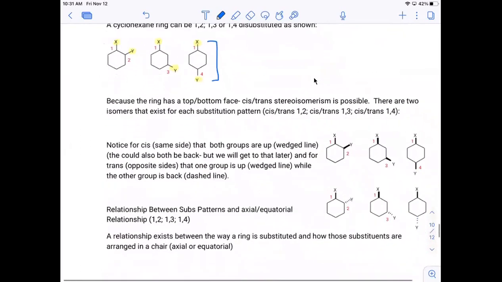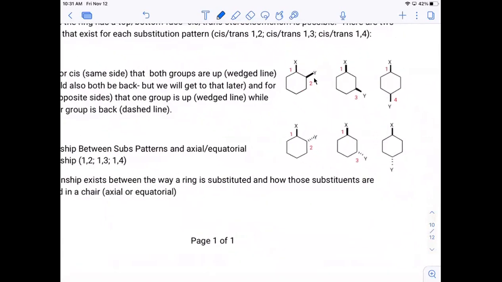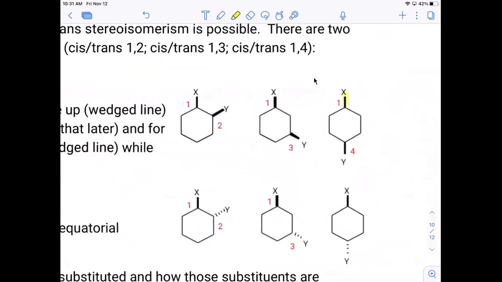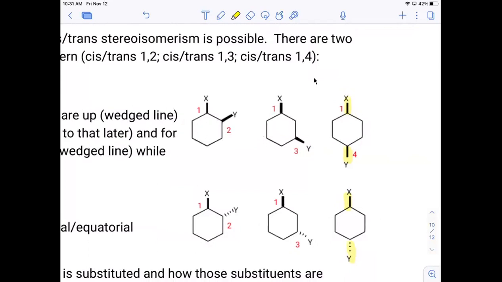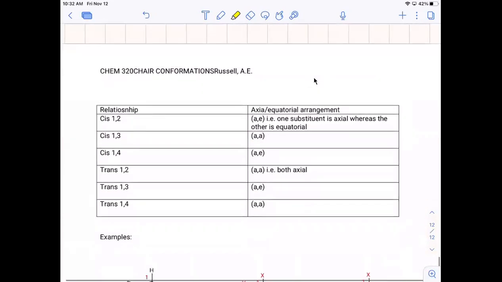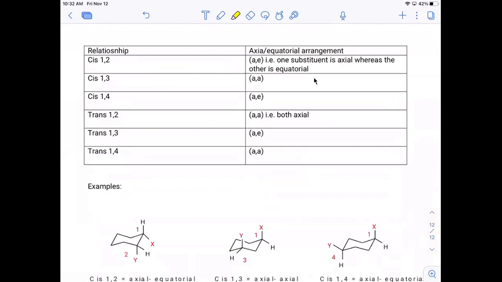cycloalkane. If you can see down here, if it's disubstituted, you can have cis where both substituents are on the same face, or you can have trans where they're on opposite faces. And as a consequence of that, that also determines whether the substituents are axial or equatorial. So I have a table down here that talks about that. If it's cis 1,4, you're going to have one axial and one equatorial. If it's trans 1,4, then they're both going to be axial.